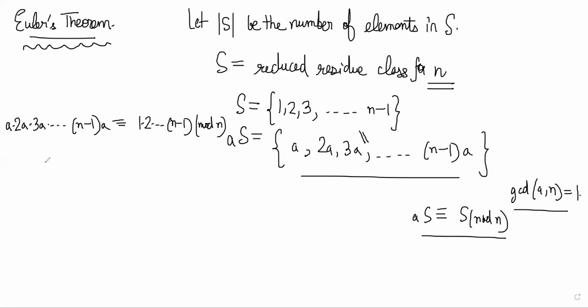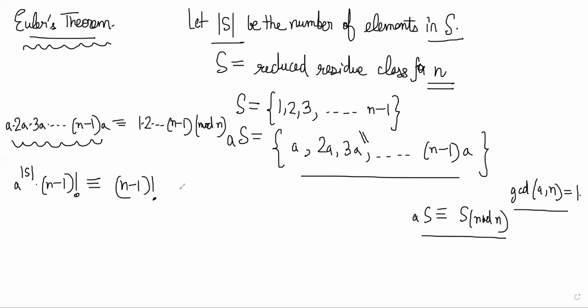Now, S was the number of elements in S. So you are doing A power mod S here, and (N minus 1) factorial. A power (N minus 1) factorial is congruent to (N minus 1) factorial mod N.